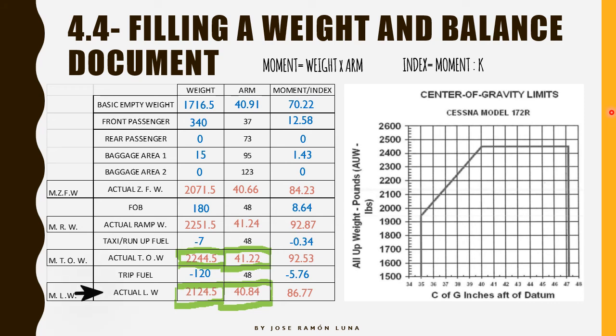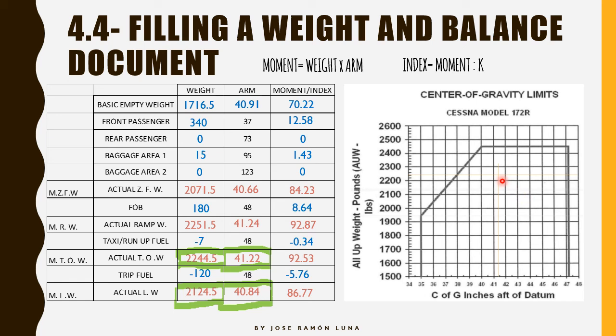First, we're going to take a look at the actual takeoff weight and at the actual landing weight. As I said before, we need the weights, we need the CGs. The same happens with the landing. We need the weight and we need the CG. And we are going to locate them in the graph. We're going to locate the CG or the arm here, and we're going to locate the weight up here. Let's see what we get.